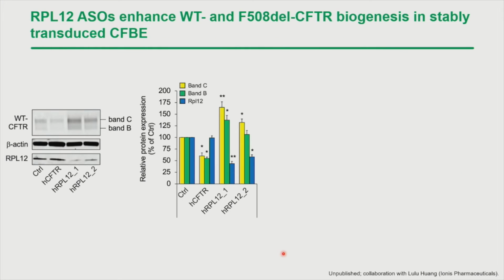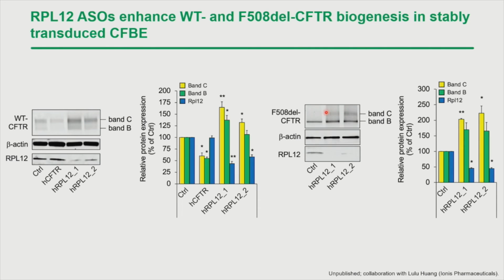As a next step into the therapy space, we have collaborated with Ionis Pharmaceuticals to validate 2 ASOs against RPL12, and we have found that either of these ASOs robustly enhance wild-type CFTR maturation as well as that of delta F. In more recent work, we've also found that delta F function is enhanced approximately 2 to 3-fold.